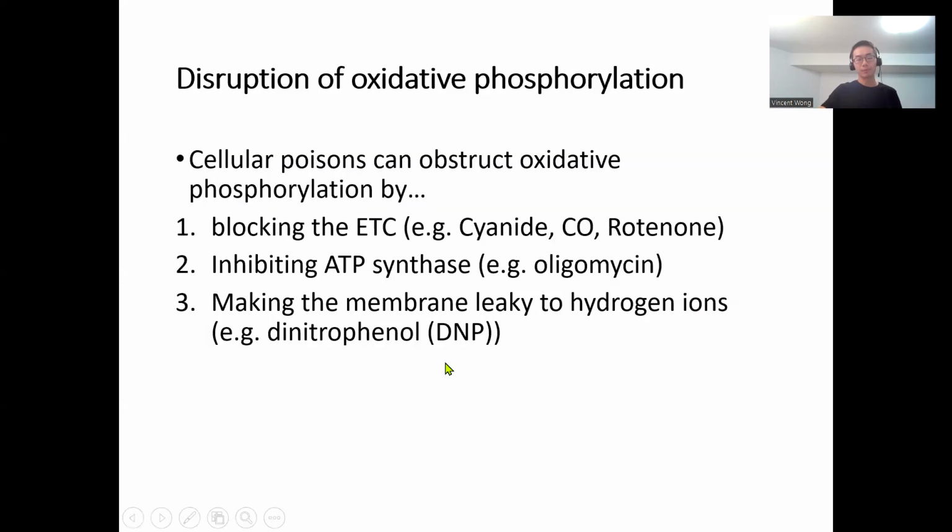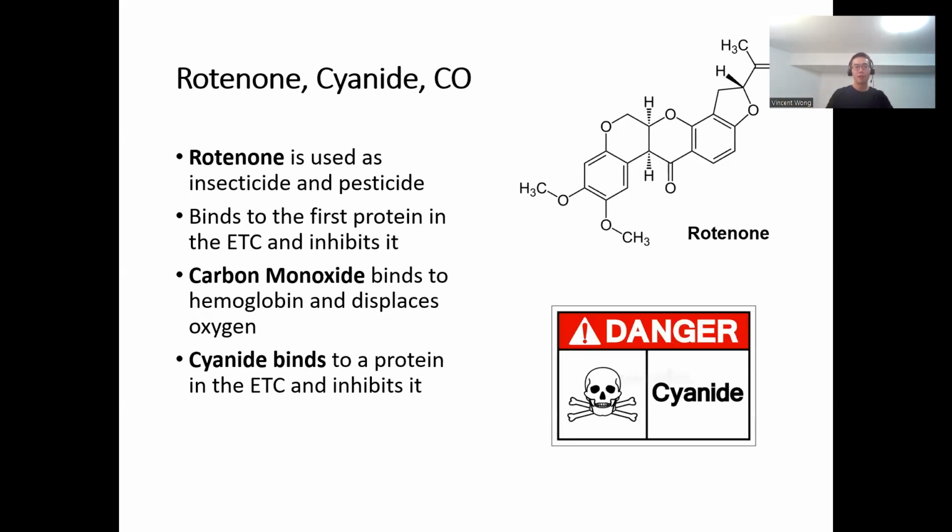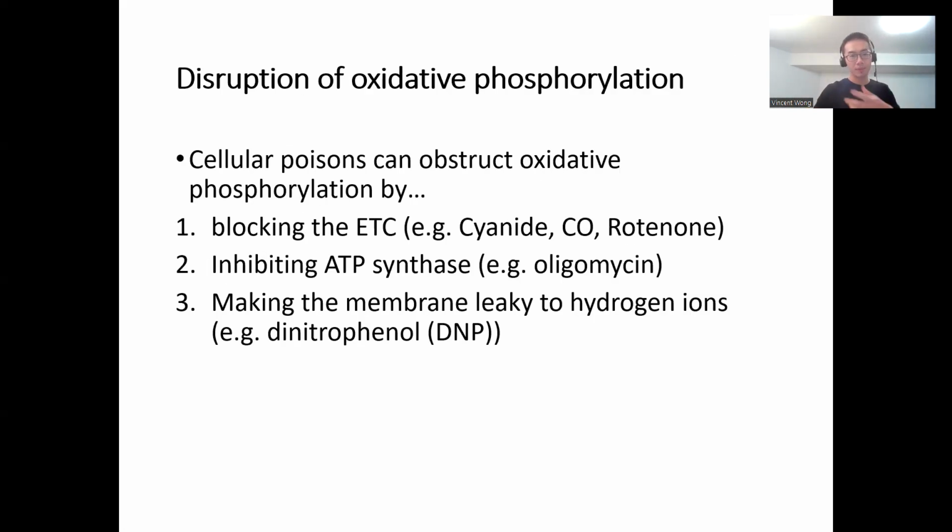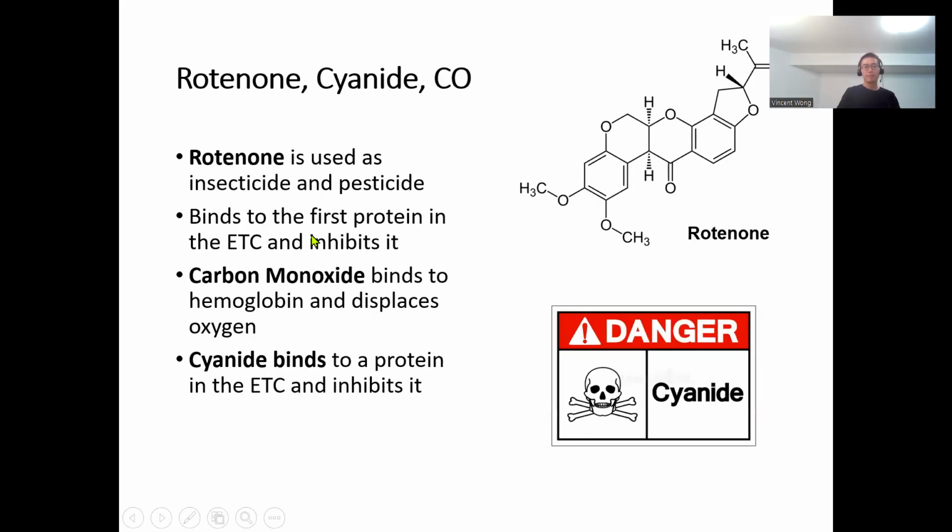And what's the end result? We die. So these poisons are not good. Any poison that disrupts oxidative phosphorylation, that disrupts the process of making ATP, is deadly, because without ATP, we cannot function as an organism, unfortunately. So let's take a closer look at the first set of poisons, the ones that block the ETC.